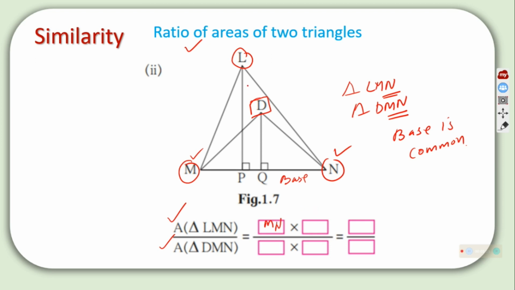In the case of LMN, the height is LP, and that of DMN, the base is again MN, and the height is equal to DQ. That means this cancels and we get the answer LP upon DQ. Very simple. We understood that when the base is common, we compare the height to know the ratio of areas of two triangles. Okay.